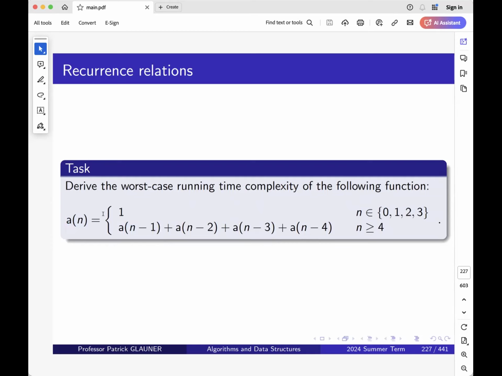And your task is also to find the recurrence relation for this function and then try to solve the recurrence relation. But when you use the tools we have used so far, you will very quickly struggle solving this one. So you need to come up with a little trick. And maybe you can amend the recurrence relation a little bit.